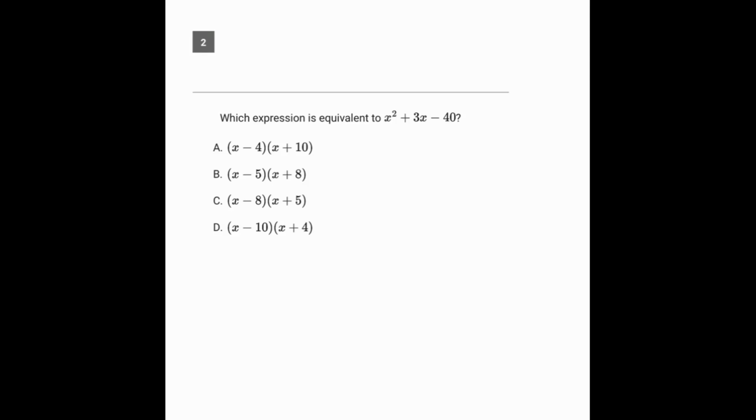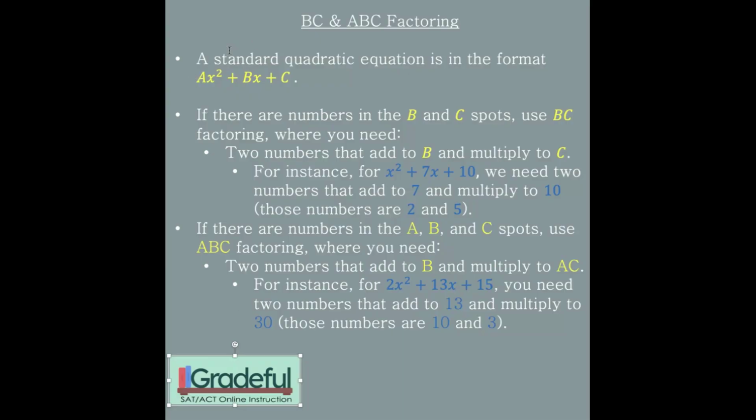Now we're going to number 2. This is a BC factoring question. And for a little background on this, a standard quadratic equation is in the format of ax squared plus bx plus c. If you have numbers in the b and c spots, then you use BC factoring. And in BC factoring, you need two numbers that add to b and multiply to c.